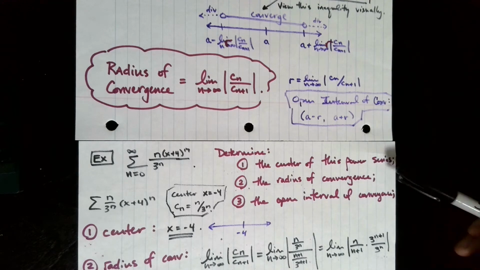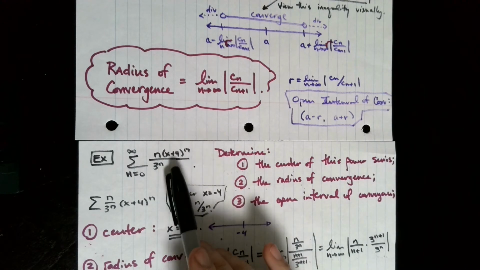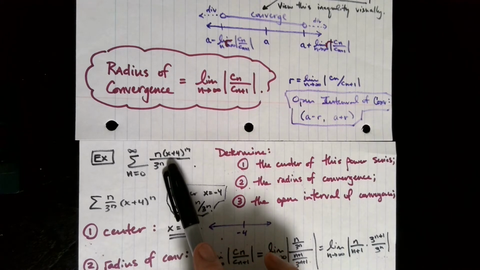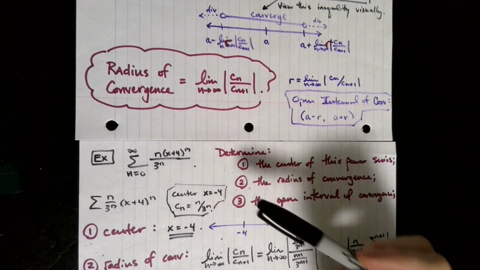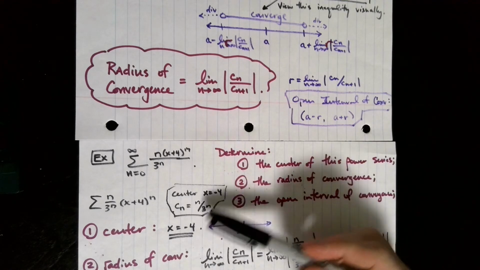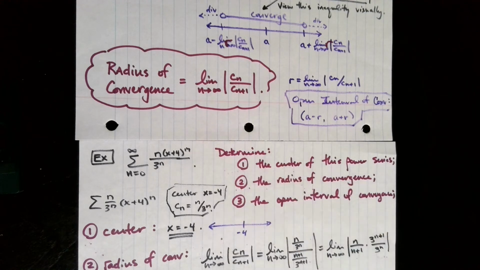Okay, first off, the center. That's not too difficult, because the center is just going to be the value for x that wipes away all of these terms of degree 1 and higher, and the value for x for which that's true would be x equals minus 4, right? So the center is just x equals minus 4. That's nothing too wild or crazy.